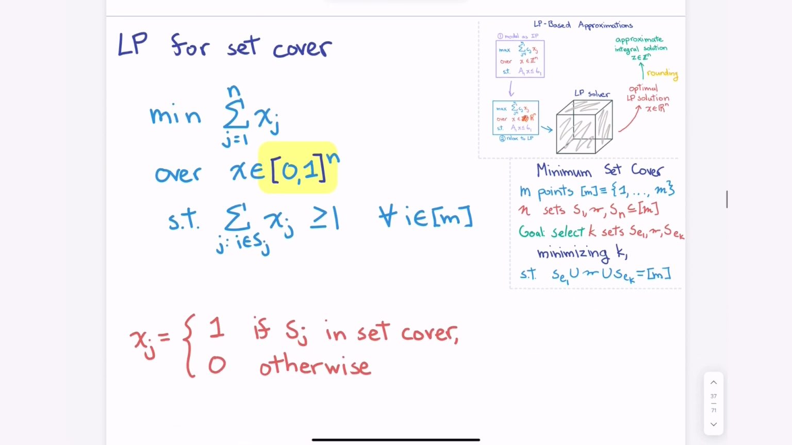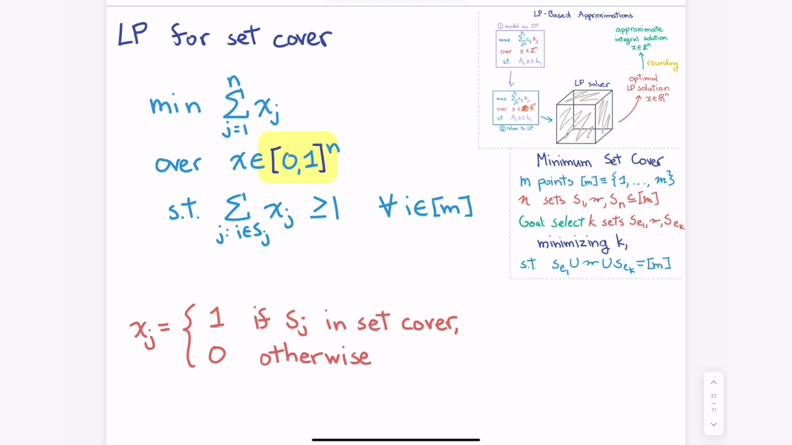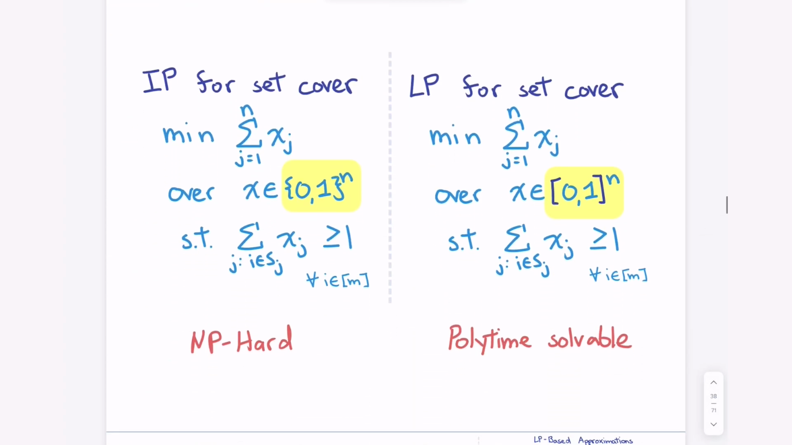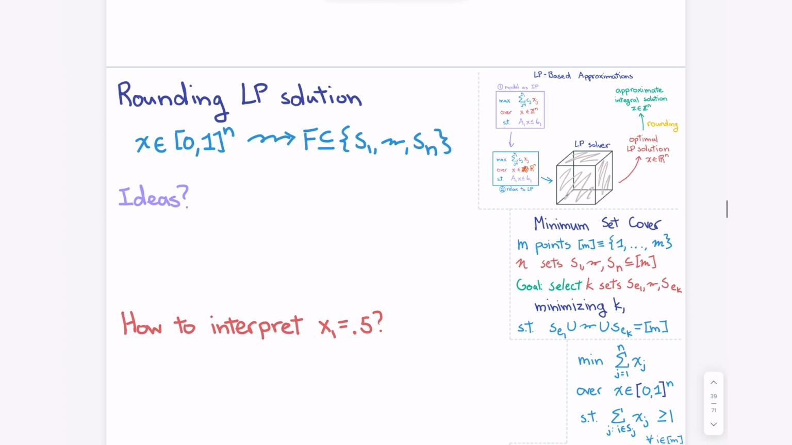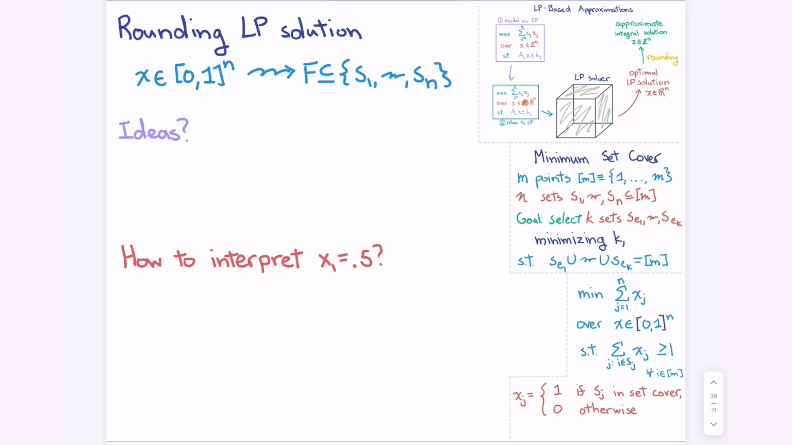Same thing. In a linear program, it's just going to go from 0 or 1 to between 0 and 1. This slight change makes it polynomial time solvable. So I can get a solution on the right, and I want to convert it to a solution on the left. Just like last time. So how am I going to take my fractional set cover and convert it to a real one? Again, the question at some level is, how do I interpret half of a set? So any ideas for rounding this?